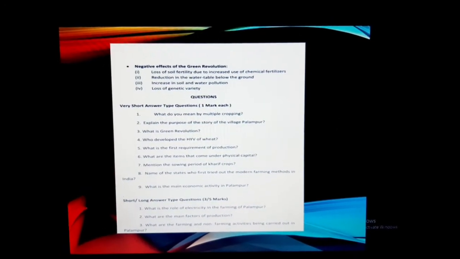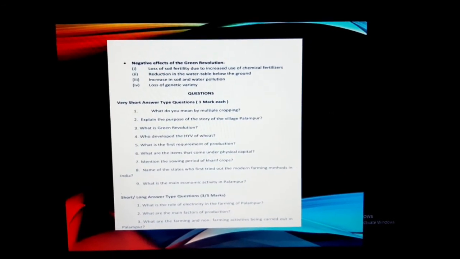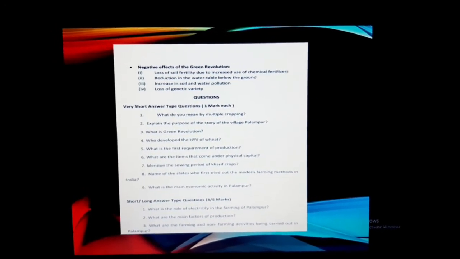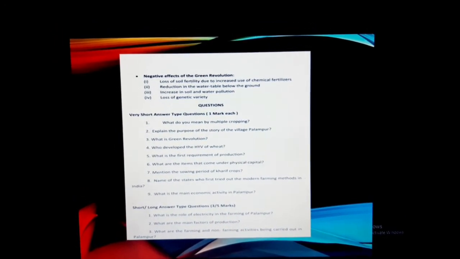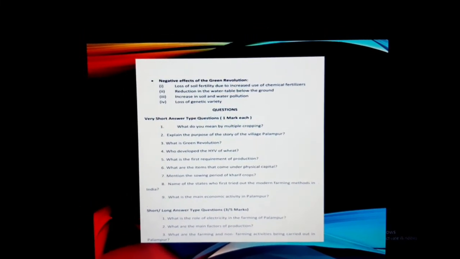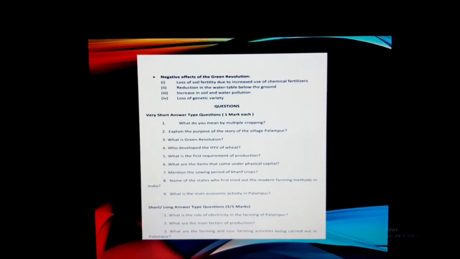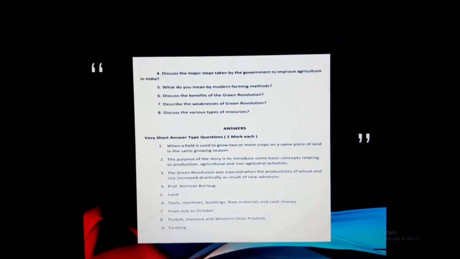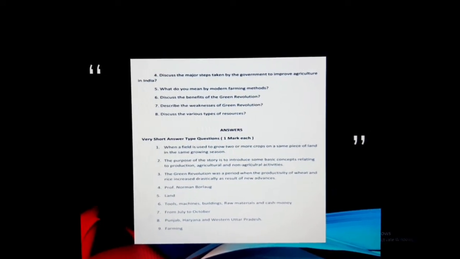Question number 8. Name the states which first tried out the modern farming methods in India. I think you need to remember this. Just think. I tell you, it's Haryana, Punjab, and Western Uttar Pradesh. Let's see, is it or not? Oh yes, my answer is correct. It's Punjab, Haryana, and Western Uttar Pradesh.